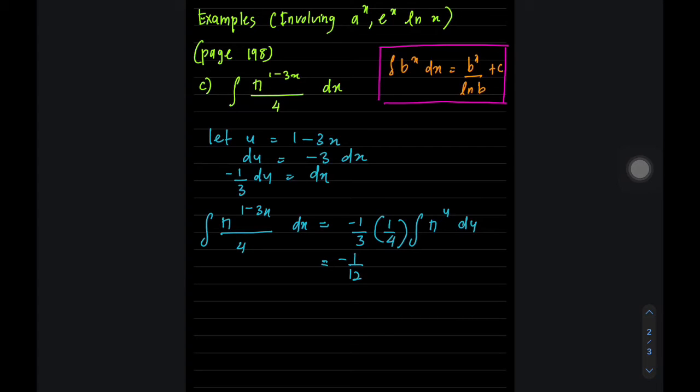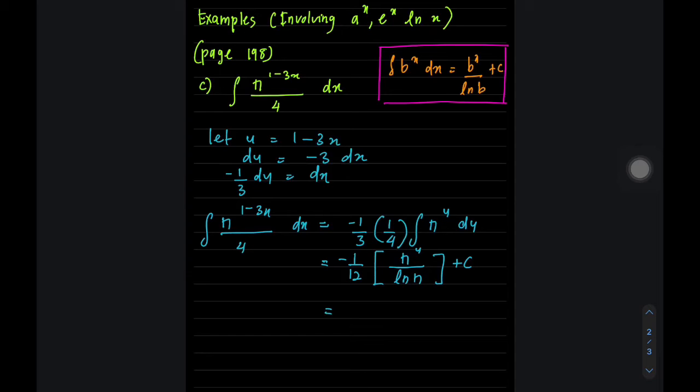So when you refer to the list of formula, you can see that when you try to integrate b power of x, where b is a constant, you will get b power of x over ln b plus c. Pi power of u over ln pi plus c.